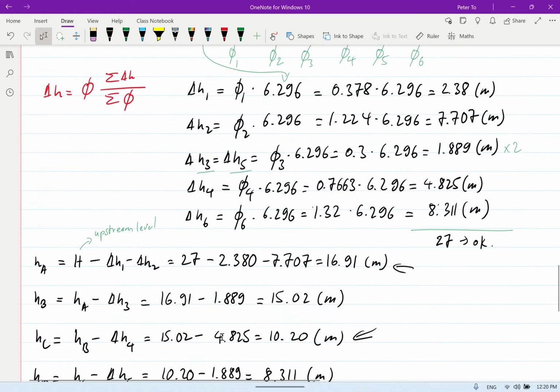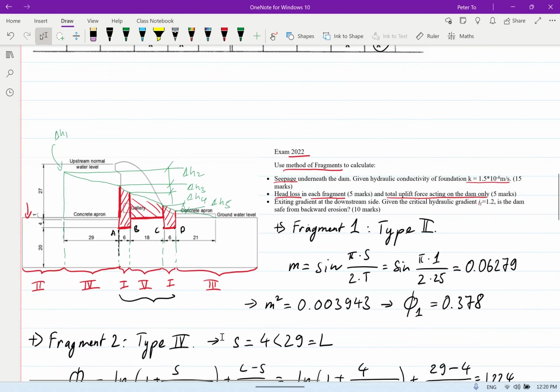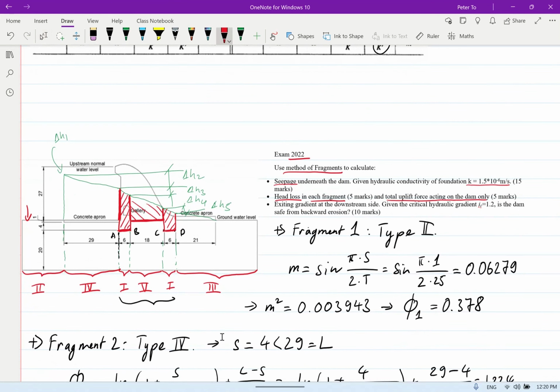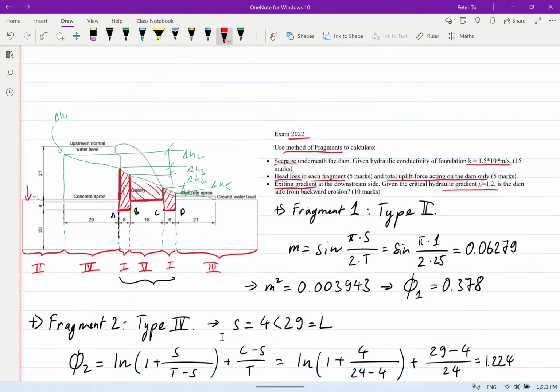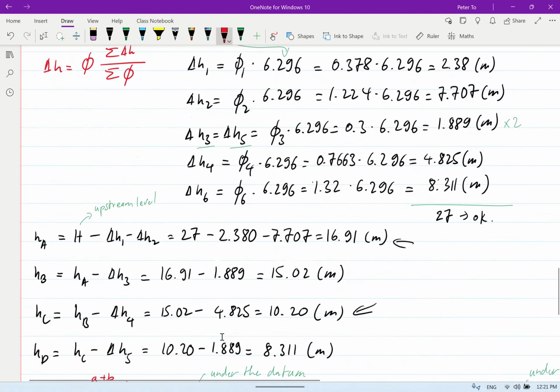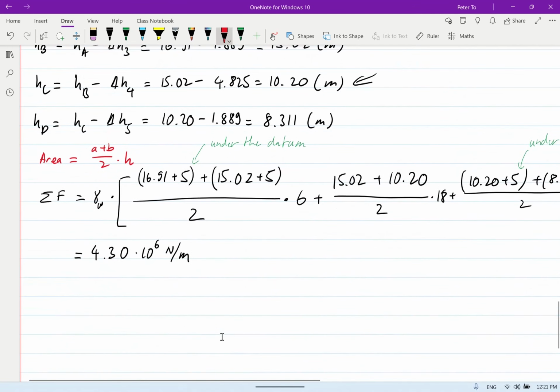Now, for the last question, we need to find the existing gradient at the downstream side. Given the critical hydraulic gradient IC equal to 1.2, is the dam safe from backward erosion or not? So we need to find it with the table, with the equations, or with the value from the table. I think I can do either way, but I prefer to do it with the equation because it's more accurate. Now, existing gradient at fragment 6.